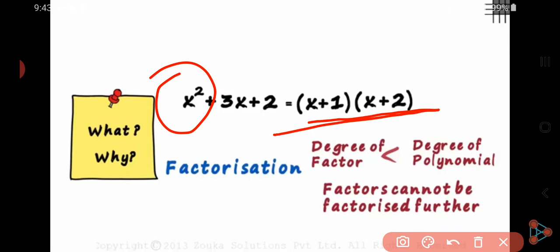Understand? Now why do we factorize? When we factorize the algebraic expression, the degree of the factor is less than the degree of the polynomial, then it is right, and the factors cannot be factorized further. Means the factors you have made should not factorize any more, then your factorization is right. Now let's see why we factorize.